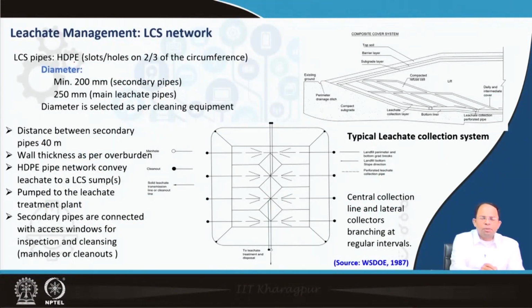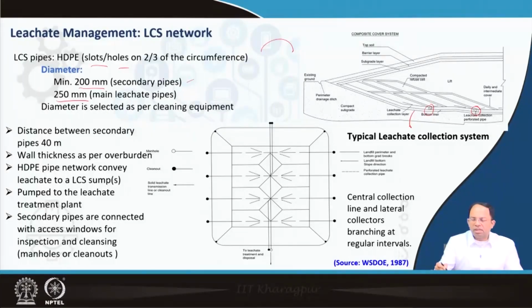Now, LCS pipes are slotted pipes or pipes with holes, and 2/3 of the circumference of the pipes will have these holes, which will allow the leachate to come inside. Diameter of the pipe minimum is 200 millimeter. This is particularly for secondary pipes, whereas the main pipe is around 250 millimeter. And as you can see, this is the section of the landfill site, and this is the bottom layer. This is the liner. Above that there is a drainage layer, and here you can see these pipes, right? So at certain intervals we have put pipes which allow collection of drainage.